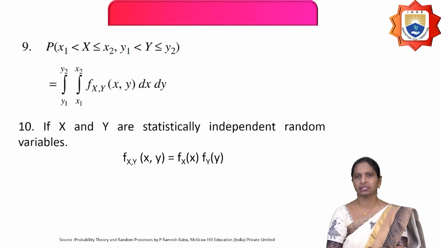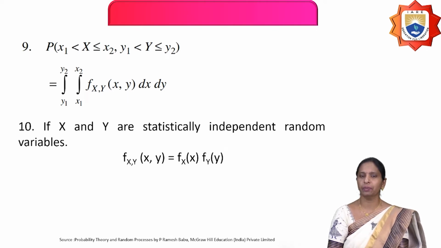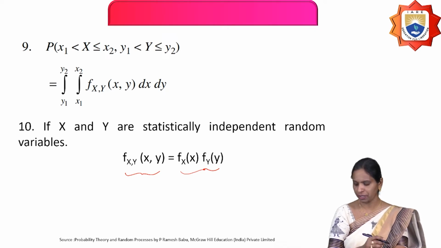And the ninth property states that if you want to calculate the joint probability that the random variable x takes values from x1 to x2 and the random variable y takes values from y1 to y2, this can be obtained by double integrating the joint density function of x and y within the limits x1 to x2 and y1 to y2. And the 10th property states that if two random variables x and y are statistically independent, then the joint density function of those two random variables is equal to the product of the marginal density functions. So we'll prove the properties one by one.